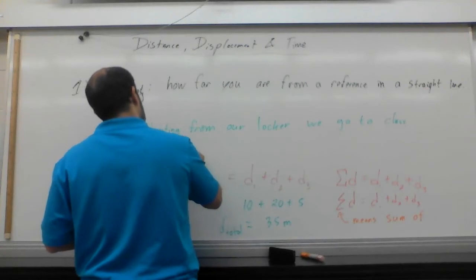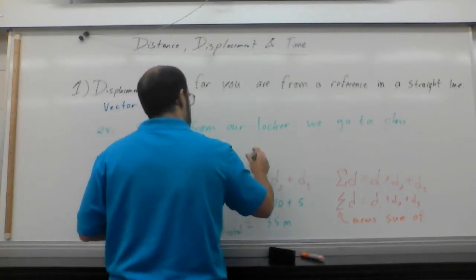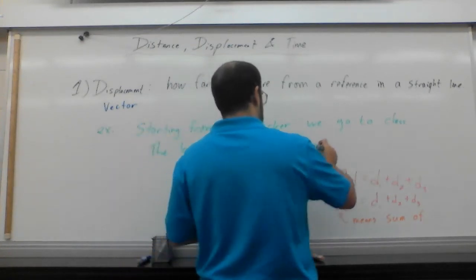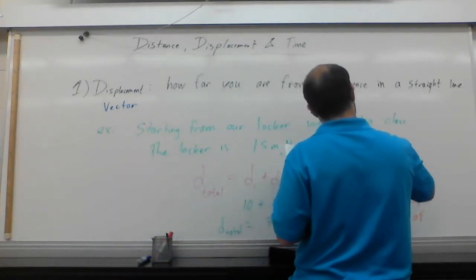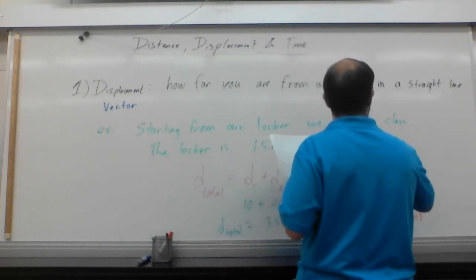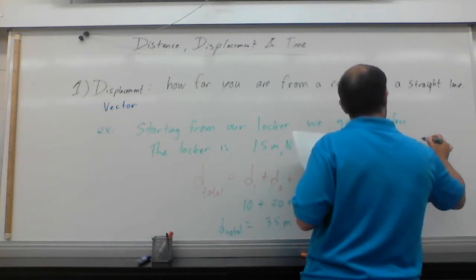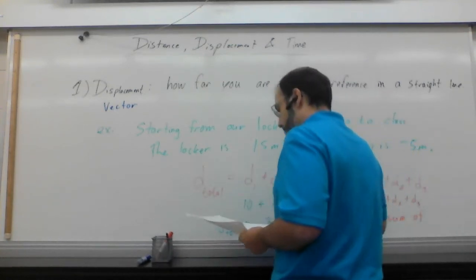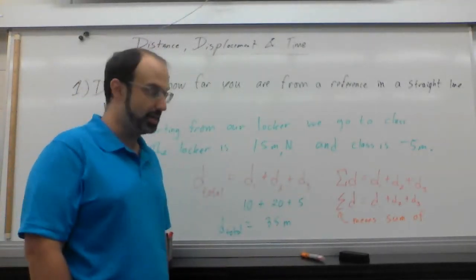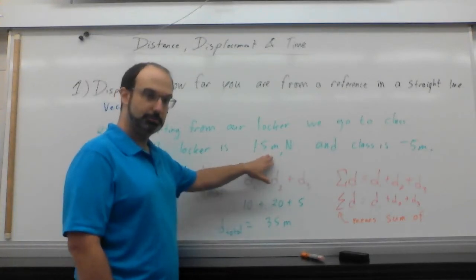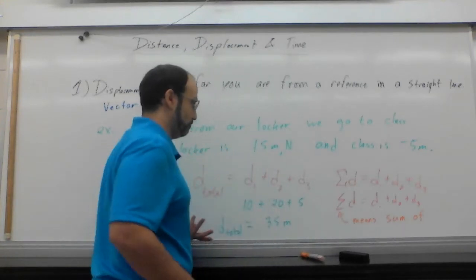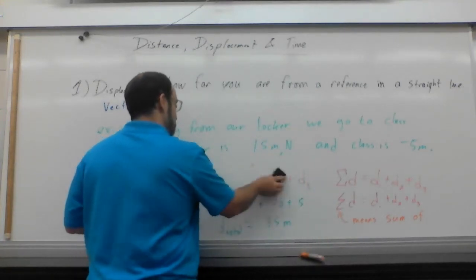The locker is 15 meters, comma, N. And class, isn't spelt right, is -5 meters. So what we see there is two different ways of showcasing the same piece of information, right? We've got it written long style, and we've got it written with a minus sign. Each of those, of course, tells you very similar things, but you have to remember how to use it.